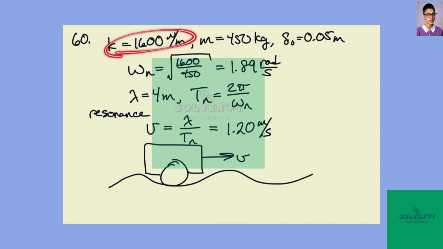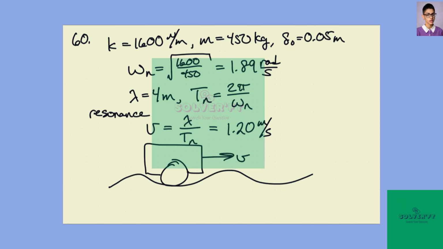Now we were given the spring constant of this trailer. The total for each spring and the suspension has a stiffness of 800 newtons per meter, so the total is 1600 newtons per meter. The mass of the cart is 450 kilograms, and the amplitude of this oscillation, of this undulation of the ground, is 50 millimeters. We can immediately calculate our natural frequency, and that turns out to be 1.89 radians per second.